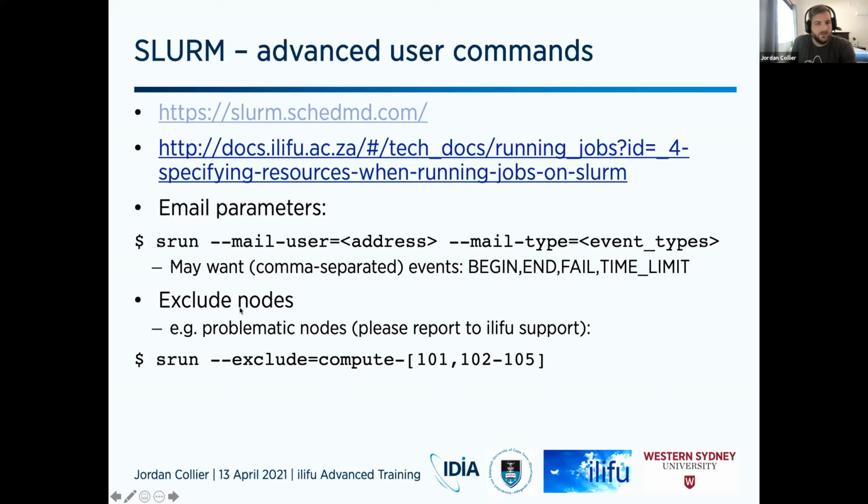We can also exclude nodes. For instance, if we know that a node is problematic, which we would request that you please report to us. But in the meantime, after reporting, and if you want to run your routine straight away, you can use the exclude parameter and then use compute, and then this kind of syntax for a comma separated list or a range of compute nodes.